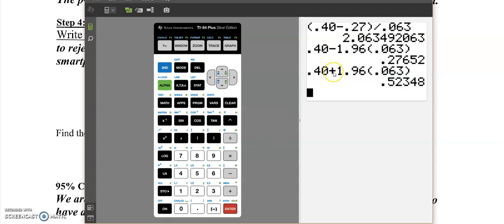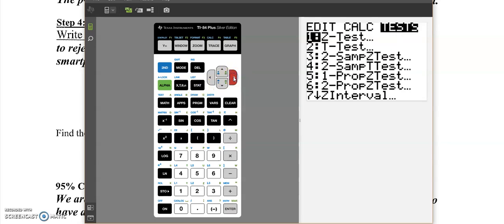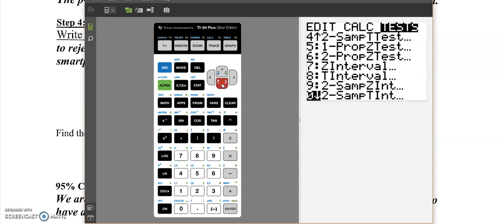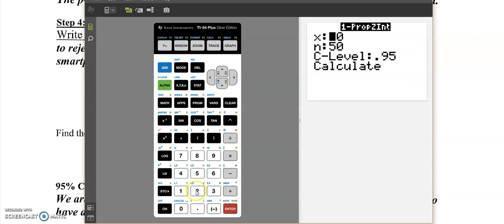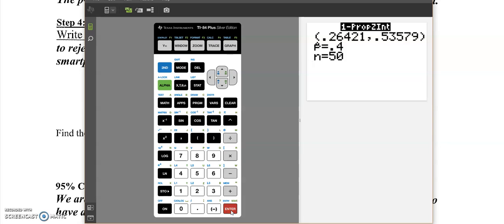Now, we can also check this in the calculator by going to stat, to the right for tests, choose 1 proportion z interval, which is all the way down to letter A. Choose A, enter. We put our fraction in, x is 20, n is 50. Our confidence level is 95, so in the confidence level we put 0.95. And then we go to calculate, and we get 0.642 and 0.5357. Notice the two answers are close. They're not exactly the same, but they are close to each other.